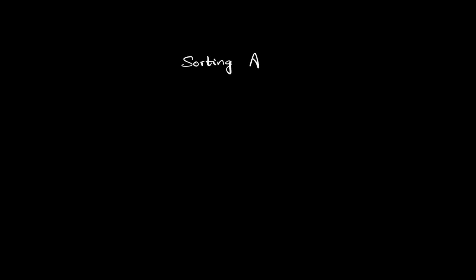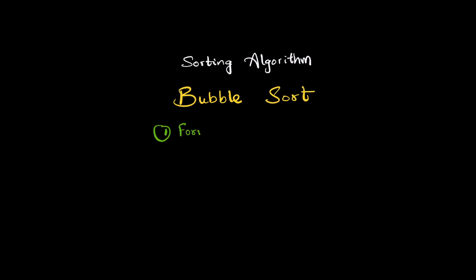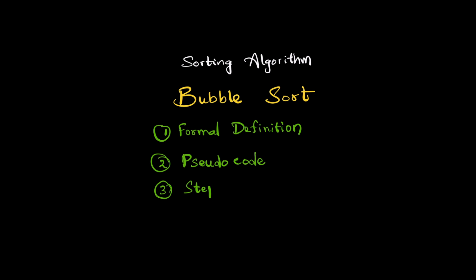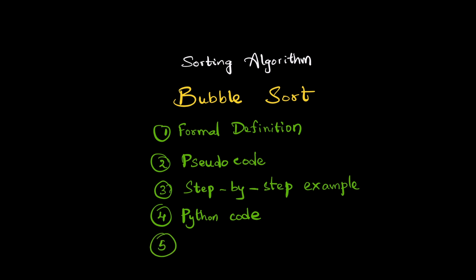In today's video, we're diving into one of the most classic and beginner-friendly sorting algorithms out there, the legendary bubble sort. Here's the plan. We'll start off with a formal yet simple definition, take a look at the algorithm's pseudocode, walk through a step-by-step example to really understand how it works, and then we'll write the actual Python code together. We'll also break down its time and space complexity in a way that makes total sense. So stick around. It's going to be fun and crystal clear.